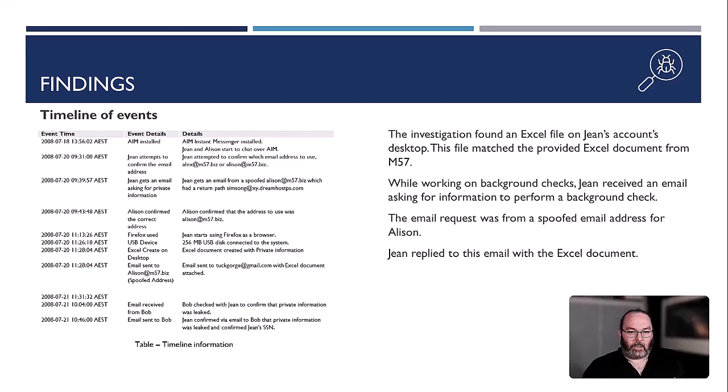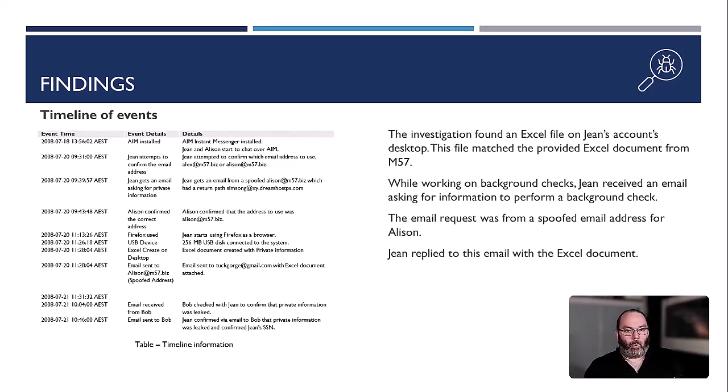There was an installation of an AIM instant messenger. Wasn't too much happening with that one. It was mostly used for chatter just between Jean and Alice. The second one was Jean was trying to get some confirmation around which email addresses. There was a bit of confusion between Alex and Alison for Alison's email addresses.